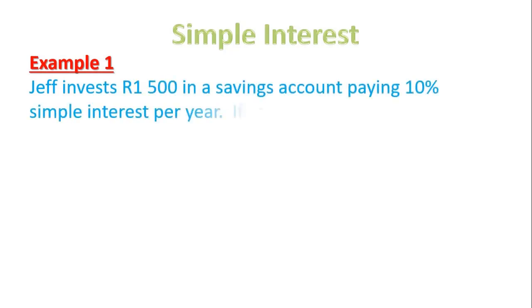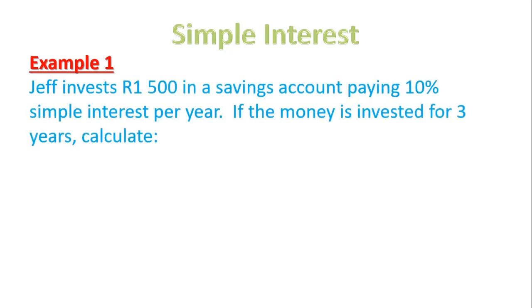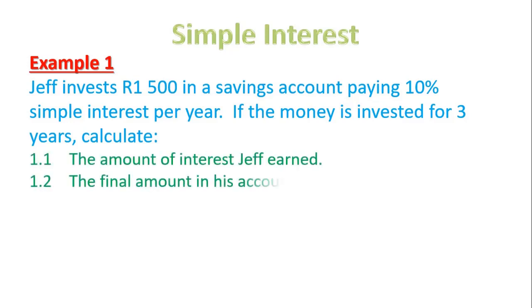So let's have a look. Example 1. Jeff invests 1,500 Rand in a savings account, paying 10% simple interest per year. If the money is invested for 3 years, calculate, in the first one, the amount of interest Jeff earned, and secondly, the final amount in his account. So in other words, they want to know just how much money he made, and then finally they want to know how much is in the account, which is the starting amount, which is the 1,500 plus that interest. So let's look at how we do it.